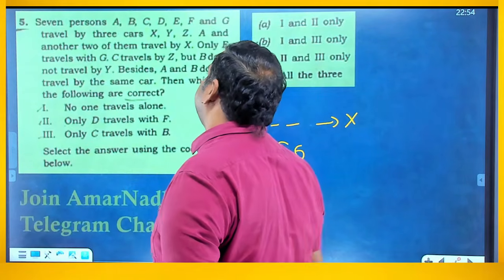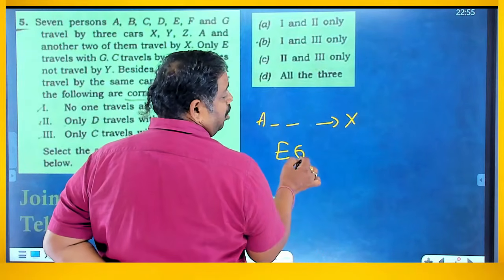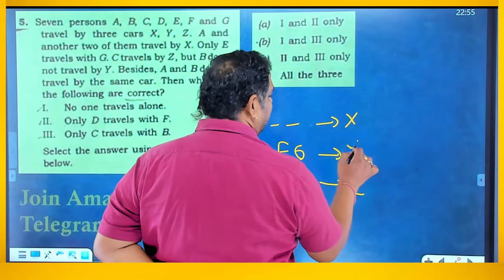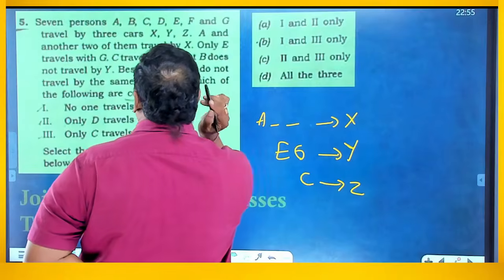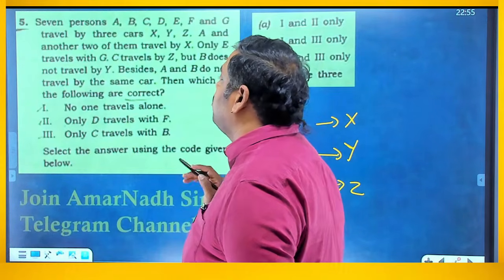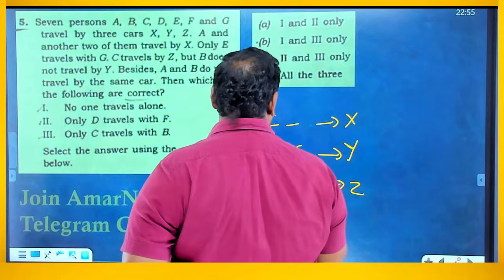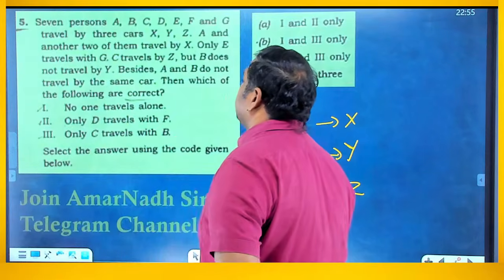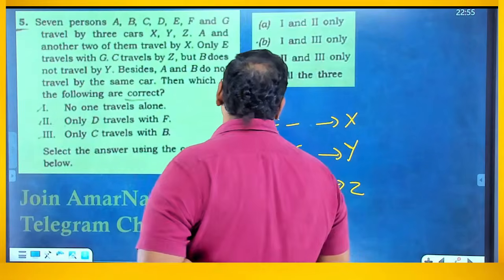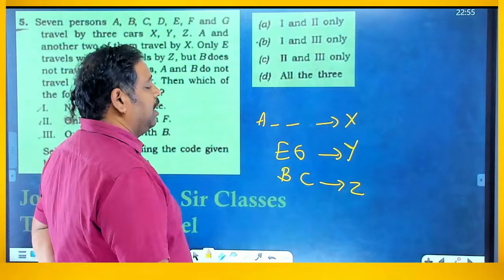C travels by Z, that's why C will not come here. Automatically, you can say that E and G will travel using Y, right? X, Y, Z. Next one, C travels by Z, but B does not travel by Y. Automatically B will not travel with it. So B can be with X or Z. Besides, A and B do not travel by the same car, which means definitely this is the place occupied by B, right?